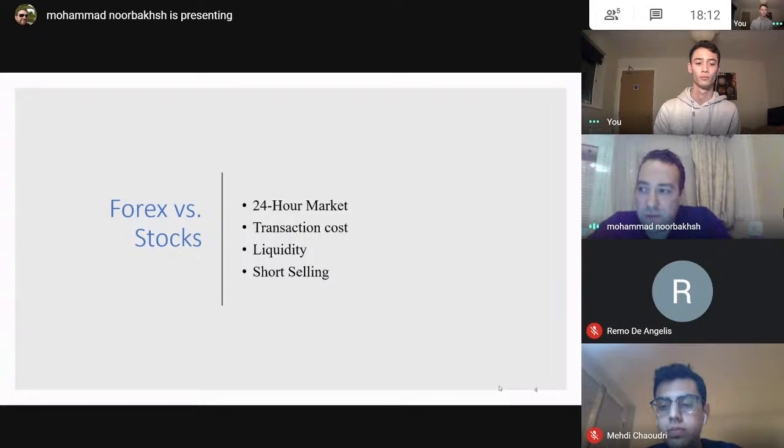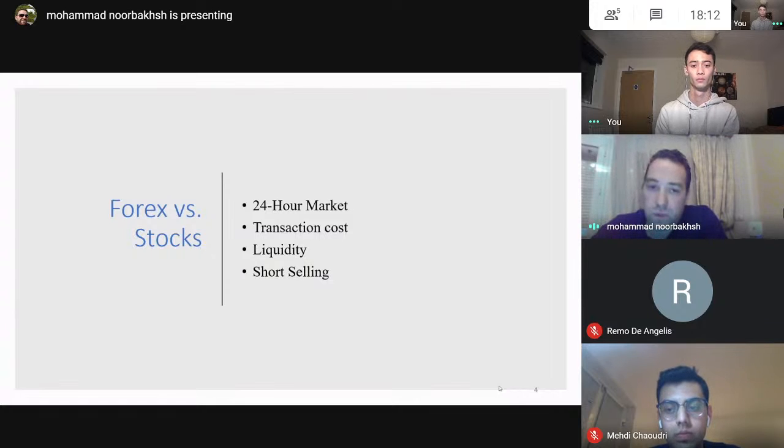Another thing is the transaction cost, which is much lower in the FX market compared to stocks. And also the liquidity is much higher. Market liquidity is a market feature whereby an asset can be quickly purchased or sold without causing a drastic change in its price. Another thing is short selling. In the FX market it's very easy to do short selling because both ends of the assets in FX markets are cash.